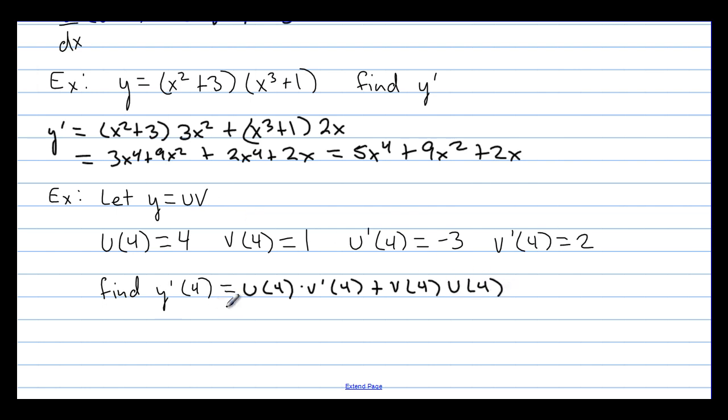And now we just fill in the values. So we need u of 4, which is 4. I need the derivative of v, which is 2. We're going to add that to v of 4, which is 1, times the derivative of the first, u prime of 4, which is negative 3. There's the product rule, first times derivative of second plus second times derivative of the first. So we have 8 minus 3, and that is 5. The derivative of y at 4 of the product of these two functions is the value of 5.